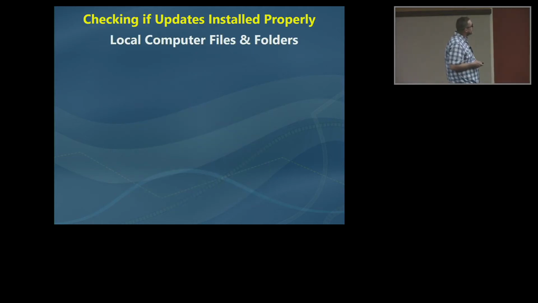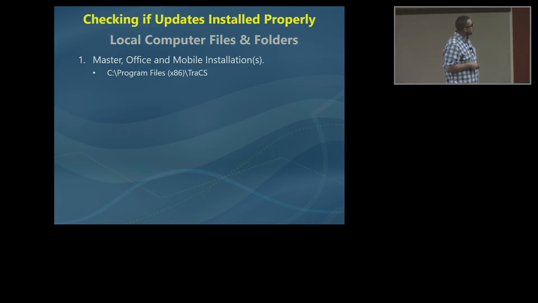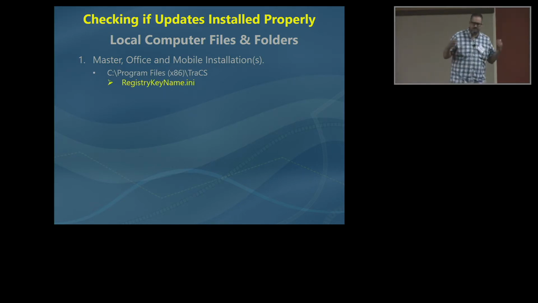So, checking to see if the updates have installed properly on the computer that you were working with in the local directories. And this is across the board: master, office, mobile. C drive, Program Files x86, and TraCS. You got a file there, and this is one of the files I want you guys to remember, because you're going to check this guy, and this is going to be your shortcut into rerunning things.